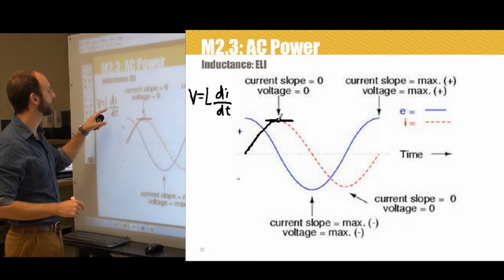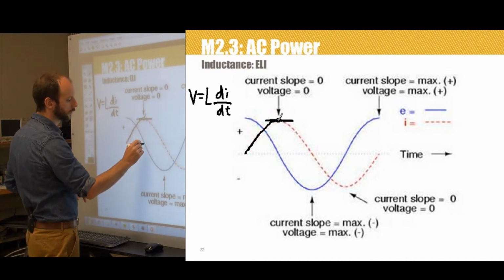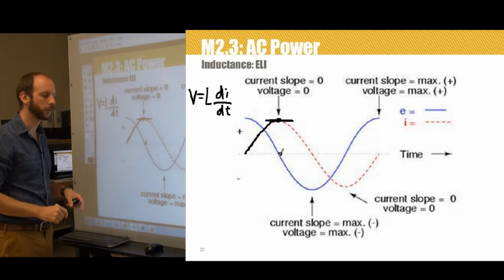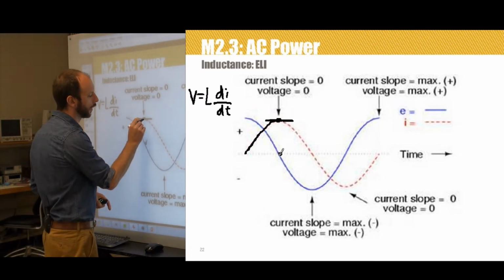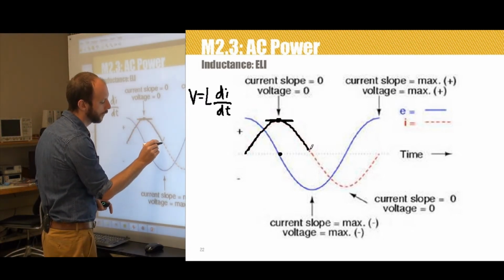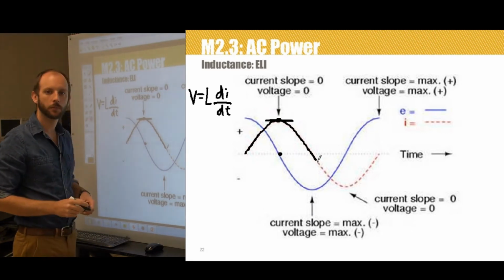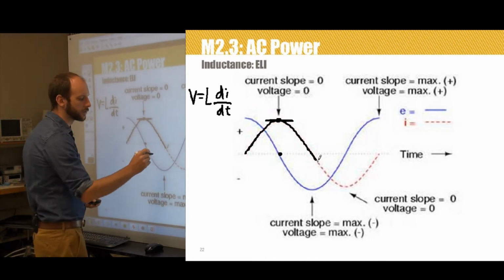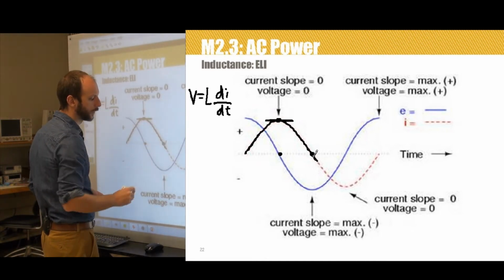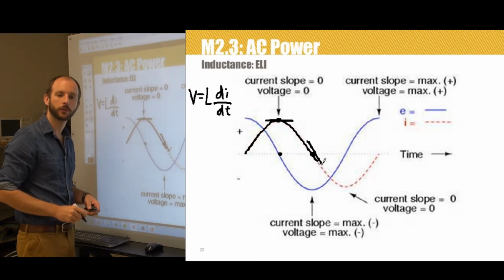From V equals L di/dt, if di/dt is 0, voltage has to be 0. So we see that the voltage is 0 volts. We then follow the voltage waveform. From calculus, you'll recall that the maximum rate of change of a sinusoidal function occurs at its 0 crossing. Here we have it at 0, so we've got the maximum slope right there.